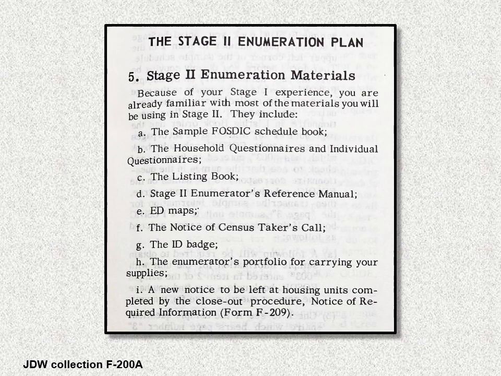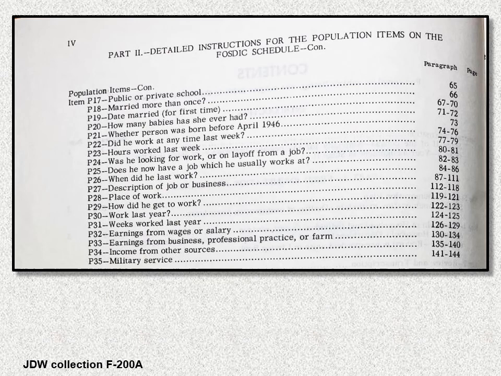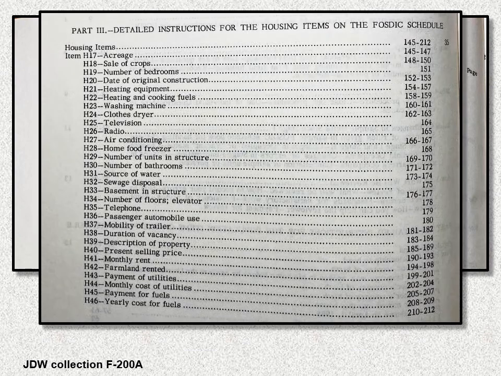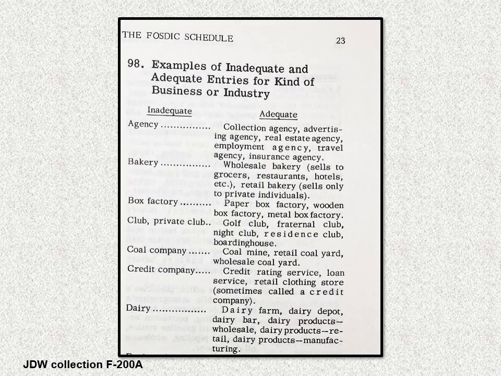And those ED maps were marked up by the stage 1 people to show perhaps where a house was that was hard to locate, maybe where they did callbacks, etc. And they have detailed instructions for what each of the questions on the long form are, how they should have been answered, and also detailed instructions for the housing items. You can come back and take a look at these by freezing the screen.